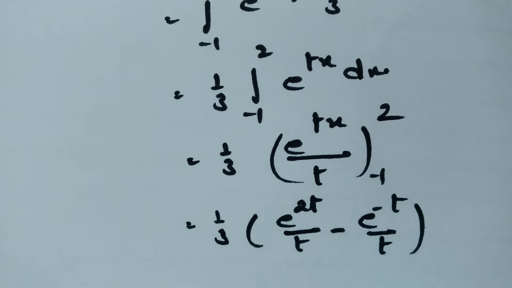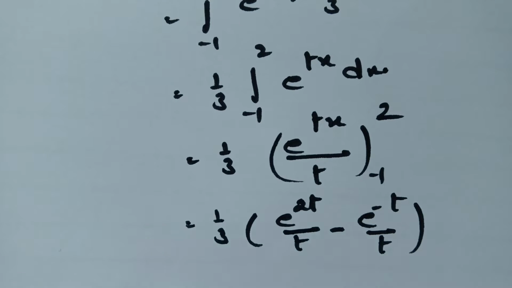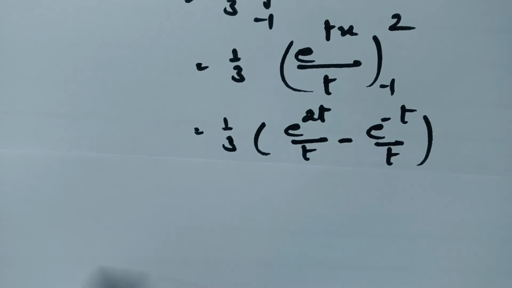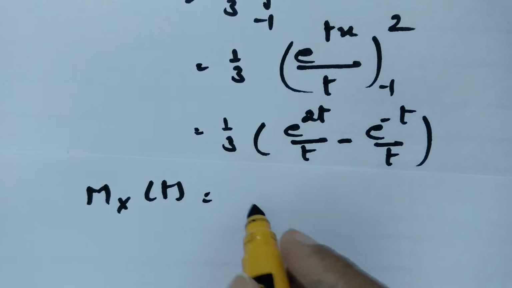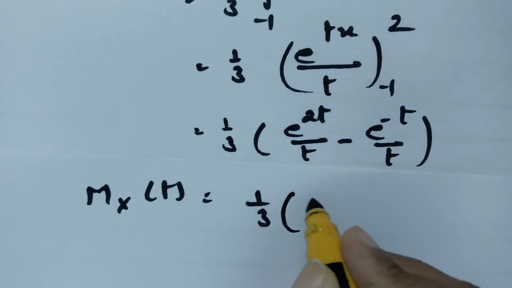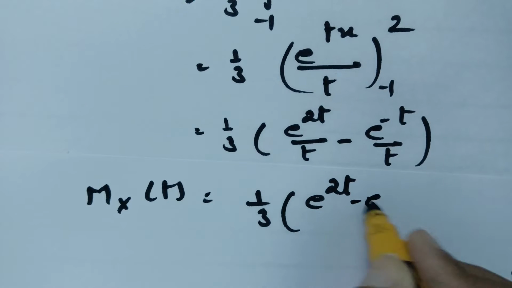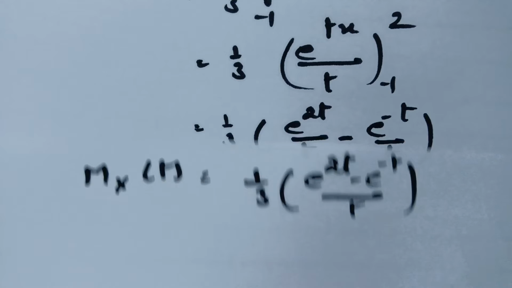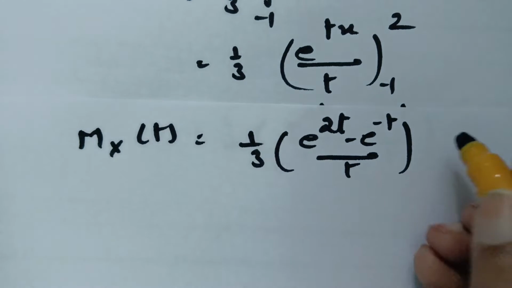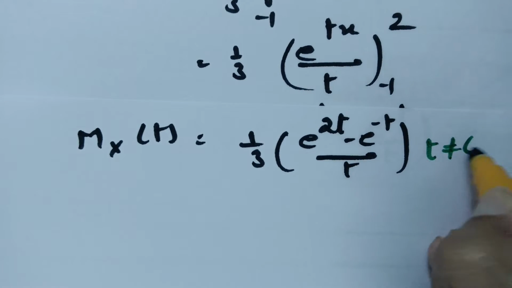Now the moment generating function when t is not equal to 0 is Mx of t equal to 1 by 3 times e power 2t minus e power minus t, taking t as the LCM. This is the condition when t is not equal to 0.